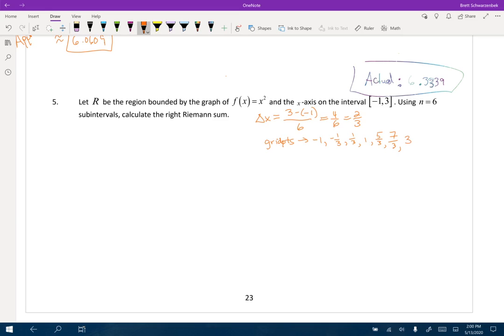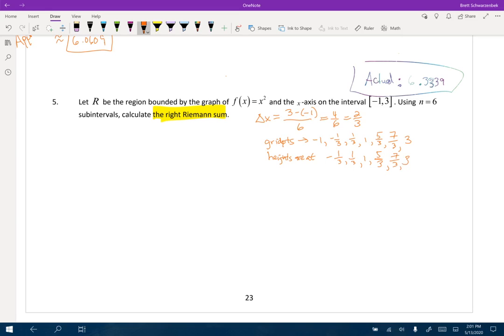Okay, so these are grid points, which means the heights are at, looks like my tablet's getting a little buggy here, just so you know. So it's going to slow down. I might have to restart after this lesson. It says heights are at what value? So this is a right Riemann sum. So if it's a right Riemann sum, we are ignoring the first grid point. So we're going to be doing -1/3, 1/3, 1, 5/3, 7/3, and 3.